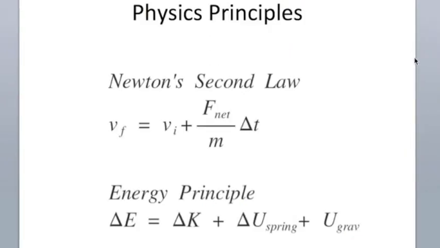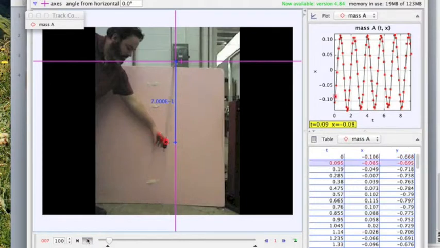First, let's go over the two main principles at work here: Newton's second law and the energy principle. Newton's second law predicts the changing velocity of the spring as it oscillates. The energy principle is the total change in energy set equal to the change in kinetic energy plus the change in potential energy, which we break down into gravitational and spring components.